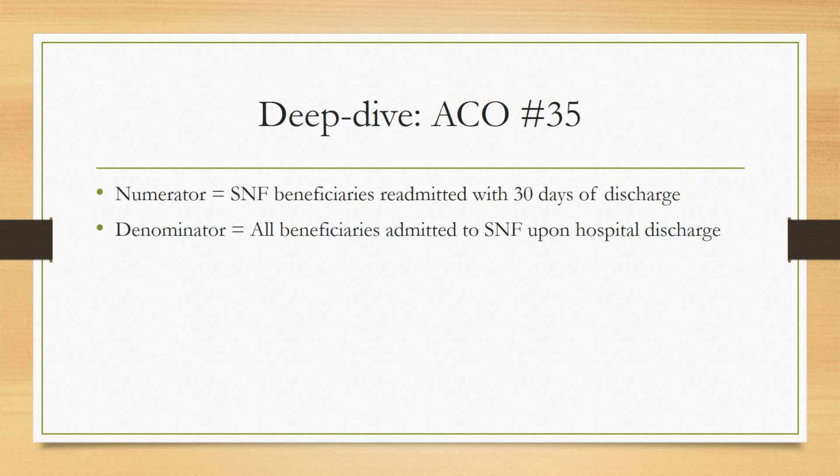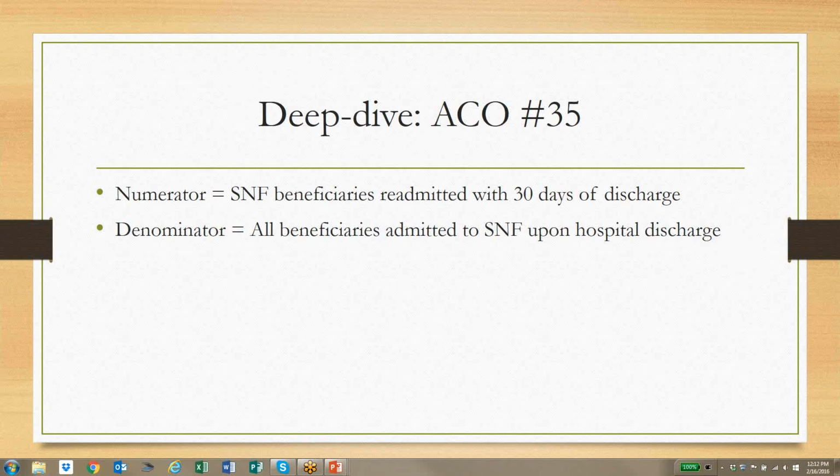And we're looking at the numerator. It would be all of those, any skilled nursing facility beneficiary that is readmitted within 30 days of discharge. And then the denominator would be all of the beneficiaries that are admitted to a skilled nursing facility upon discharge. Now, there are some exclusions on that.